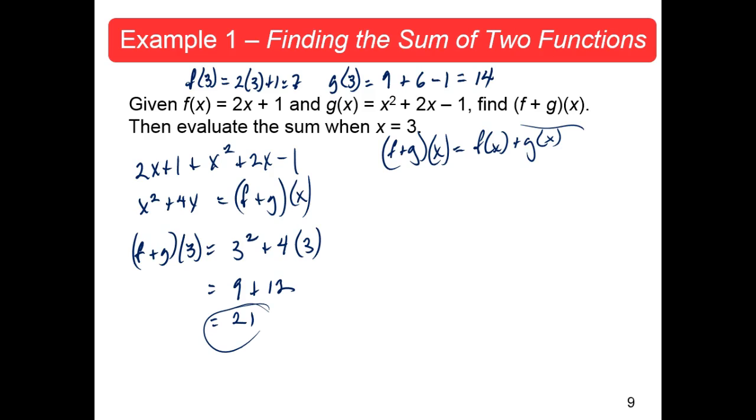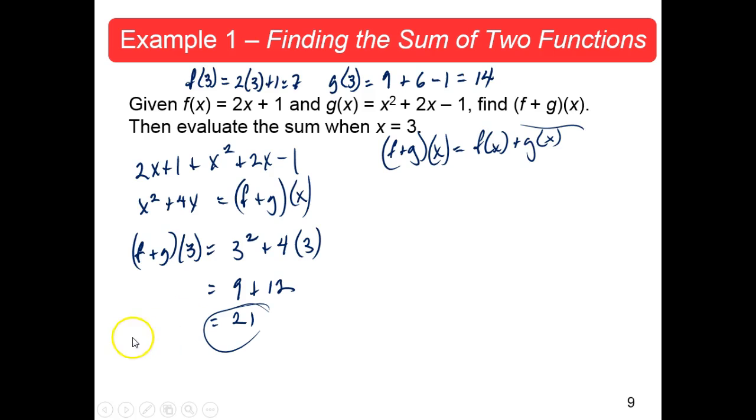Right? So, guess what? Whichever is the easiest way to do it. If finding the sum function first and then plugging in you find easier, do it. If, however, it's easier to plug in and then add, do it. Both of them work. That's what that tells you. The sum of two functions of x is f of x plus g of x.